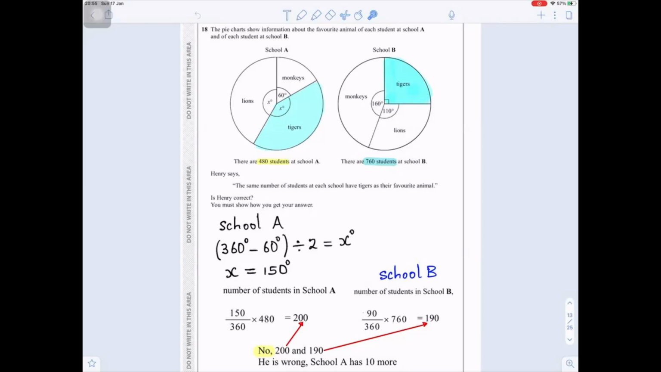And then for school B, number of students in school B is 90, because the angle for tigers is 90. It's 90 divided by 360 times 760. That gives you 190. So the answer is no. 200 and 190 are different. So Henry is wrong. School A has 10 more.